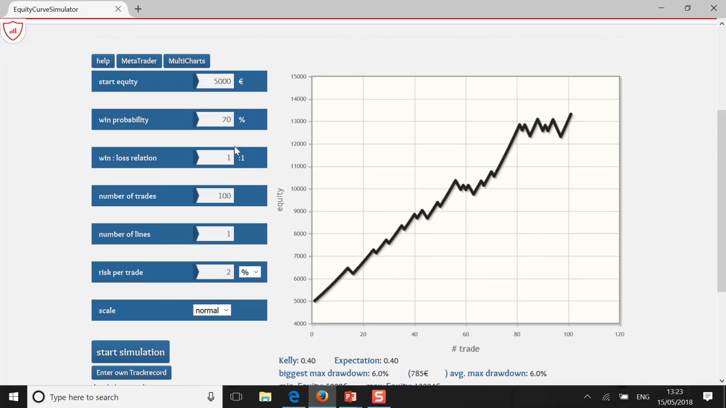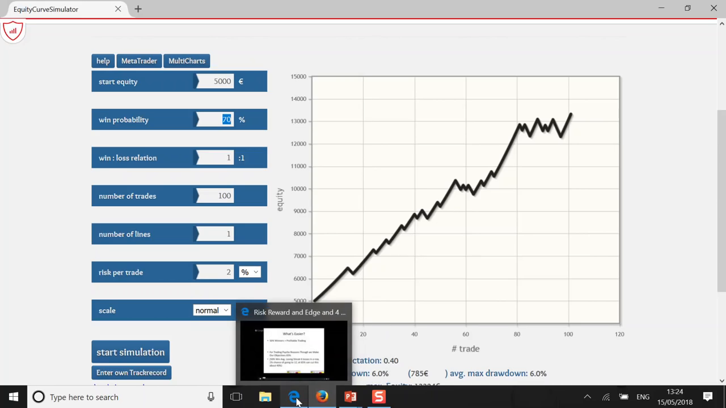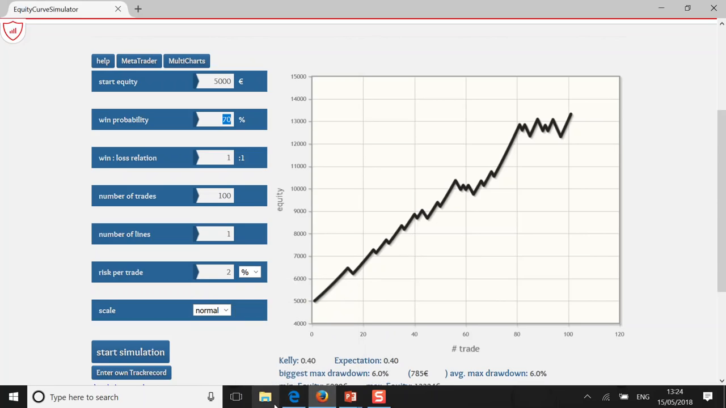Whereas with a 55% system, or a 50% system, or a 60% system, what you find is that if your reward is at least 1.5 times greater than your risk, then when you do have losing streaks, you can recover back to break even quite quickly because your reward is greater than your risk. So just wanted to make that point clear. So let's go back to the presentation.